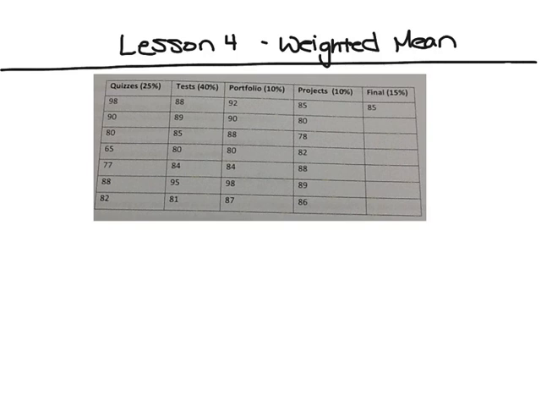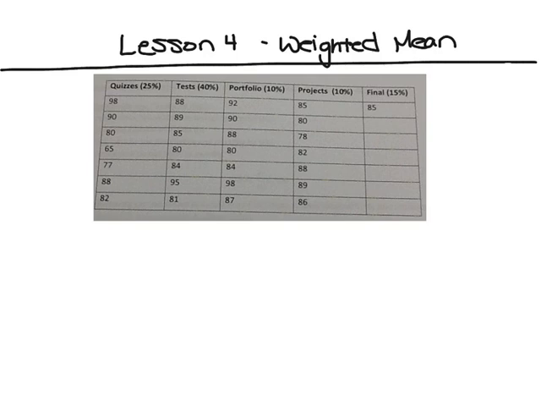Example 3. The following are assignments that you earned over a semester. Each category is worth a different percent. Calculate the final grade for the student. So this is like what I would have on my computer for your report cards. So you have quizzes, tests, portfolios, projects, and finals. So what we're going to do is calculate the average for each of the sections and then multiply by how much it's worth.